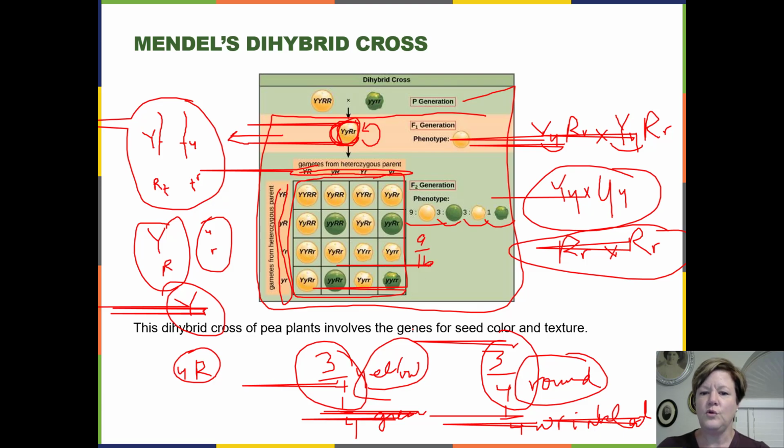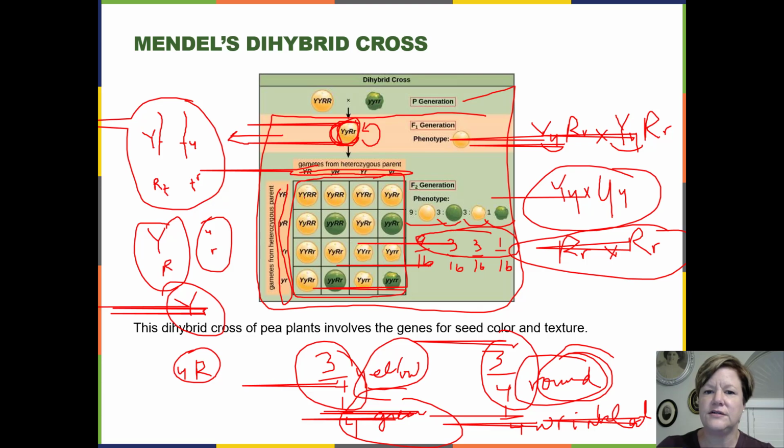9/16. What would be the probability of getting an offspring that was yellow and wrinkled? 3/4 times 1/4. So that's 3/16 would be yellow and wrinkled. What's the probability of getting something green and round? Well, green is 1/4 and round is 3/4. So that would be 3/16 again for green and round. And then the probability of getting green and wrinkled would be 1/4 times 1/4. So 1/16. And so when you do that, you see where that 9:3:3:1 ratio comes from.